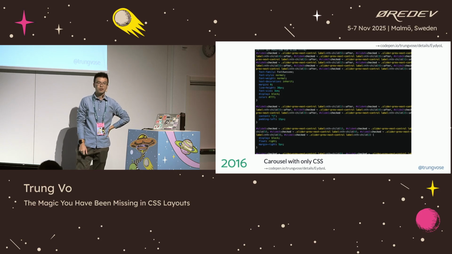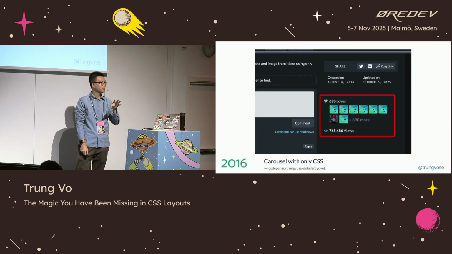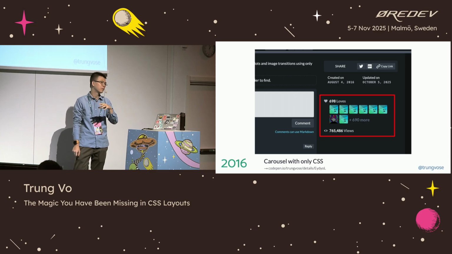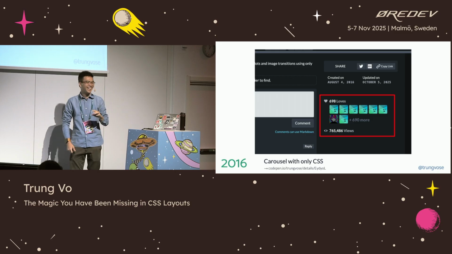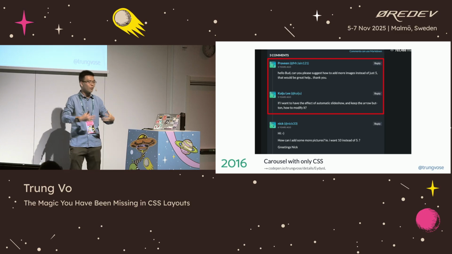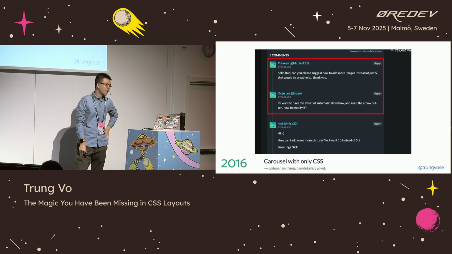And then people seemed to be interested in it, right? So I posted it on CodePen. And you know, CodePen is not social media, so you don't expect your CodePen to be viewed by almost 1 million people. But it did happen, and there were a lot of comments like, man, I want it! Can you support more pictures? Is it supporting autoplay, because it's a carousel?